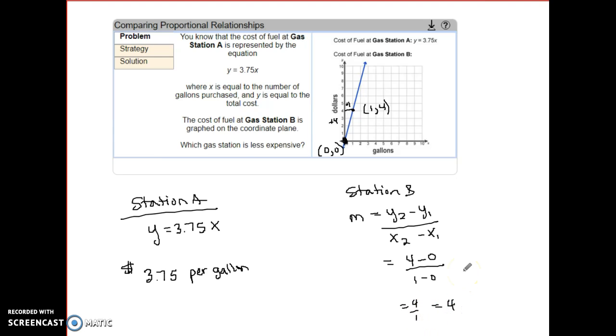So this means that the rate that we found, the price per gallon, is $4 per gallon. So station B has a higher rate, making gas station A less expensive. So you need to compare the rates. In an equation, it's the value multiplied by x. In a graph, you can calculate by counting right on the graph the rise over the run, or simply use your slope equation to calculate out the slope.